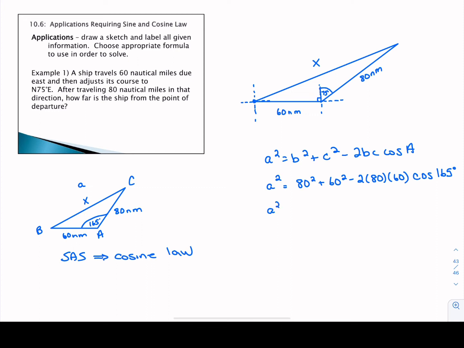So what we get for an A squared value is 19,272.89 essentially. But remember, that's A squared, so that's the side length squared. We're looking for just A, so the square root of that number is going to be approximately 138.8 nautical miles. So that's the only side length missing, and that's the side length that we just solved for, so the application has been solved. With most applications, we want you to finish your answer with a proper sentence, so you could say something like, the ship is approximately 138.8 nautical miles from its point of departure.